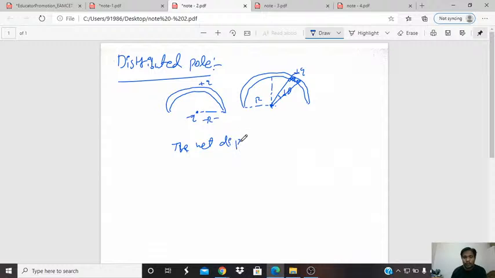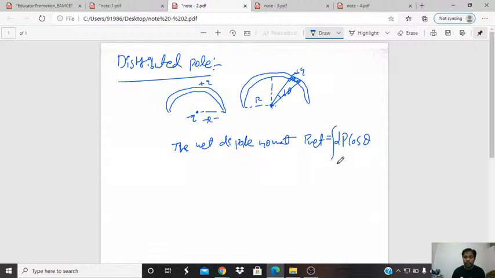The net dipole moment will be what? So the net dipole moment P net. What is the dipole moment here? Q into 2a. So how can we get it here? P net means we have to take this small charge and we have to integrate. Along this means what? P cos theta. P net will be, we can write dp cos theta.